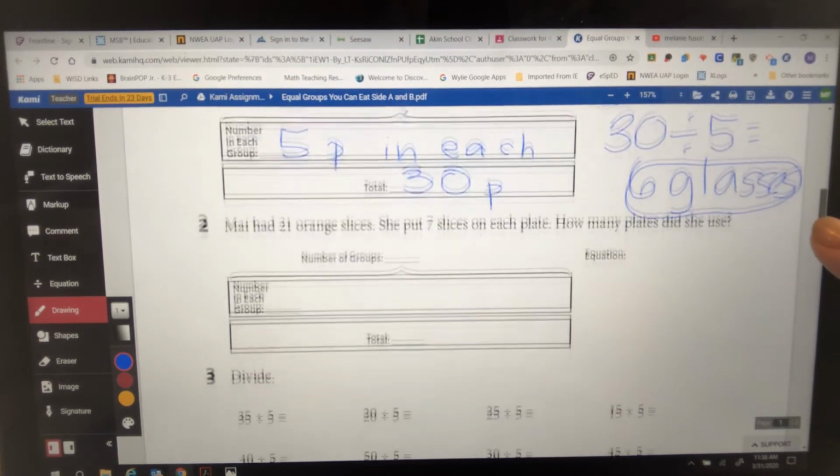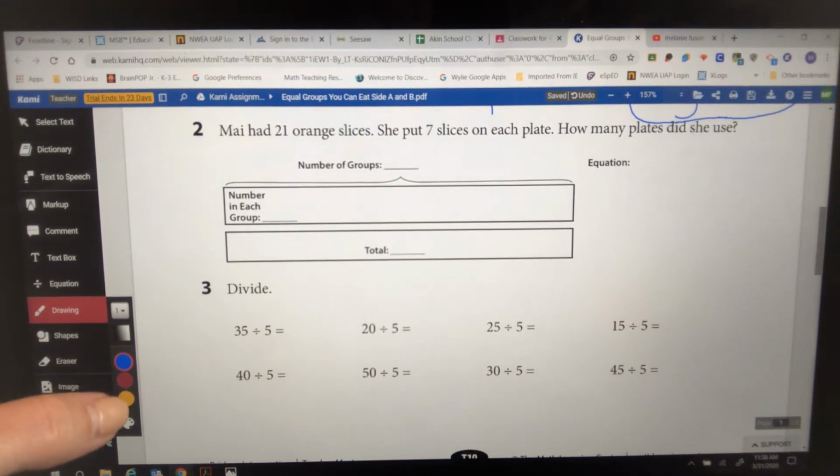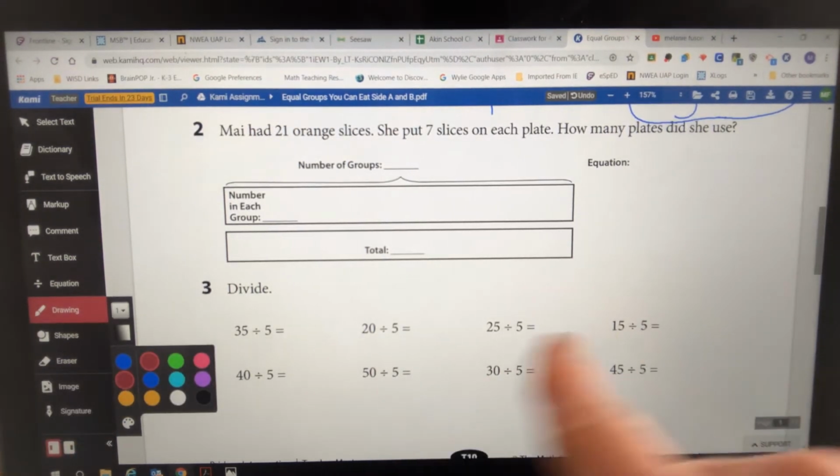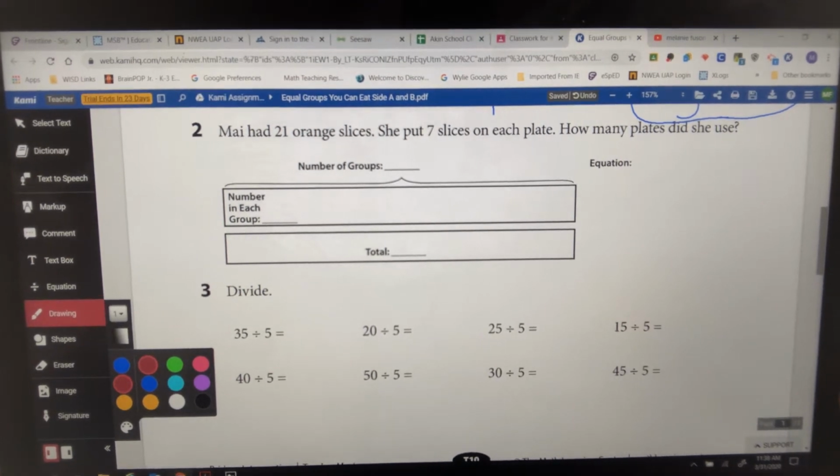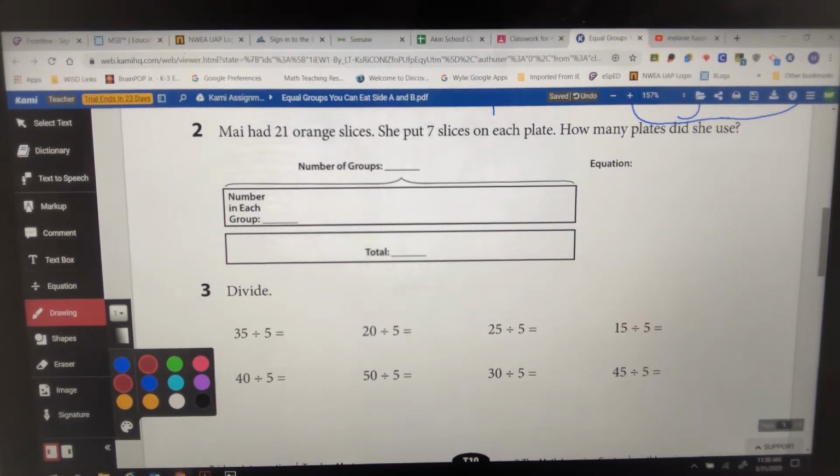All right, very good. Let's move on to number 2. We've only got 2 problems today, but then we're also going to talk about how to do the dividing at the bottom. I love this page. I don't want you to be nervous about it because you're going to do great. All right, let's listen to story 2.